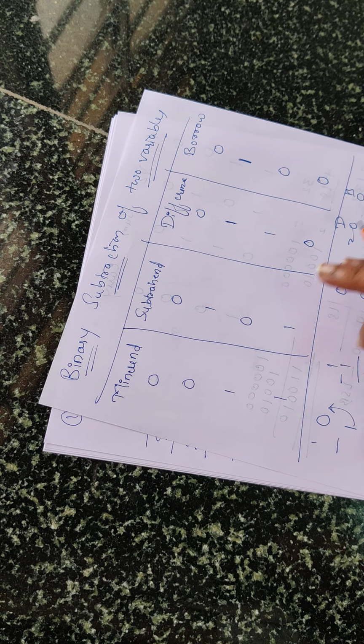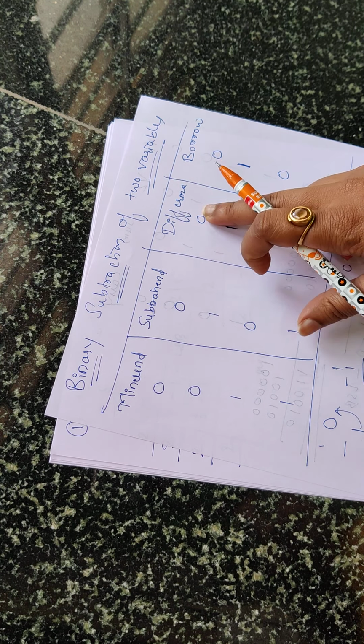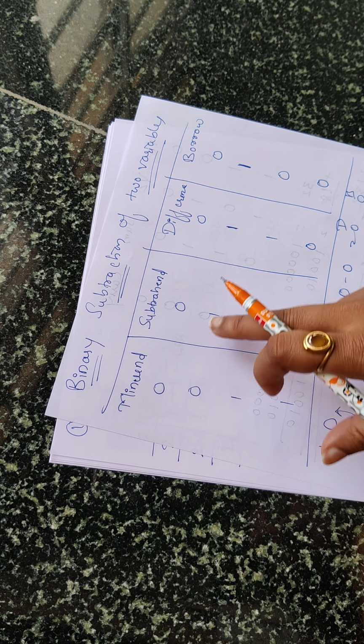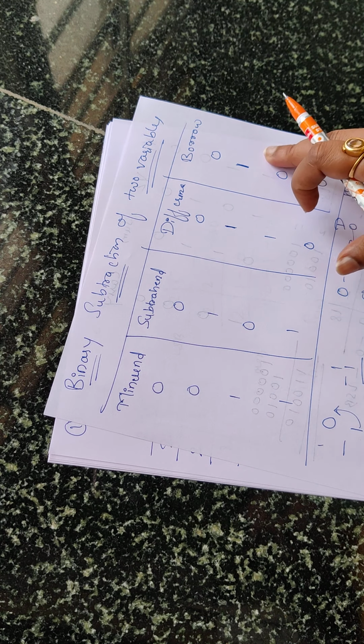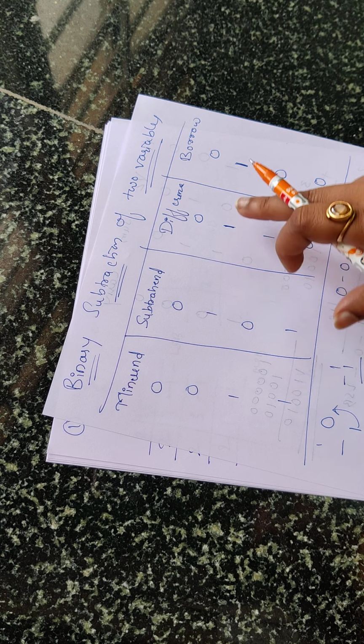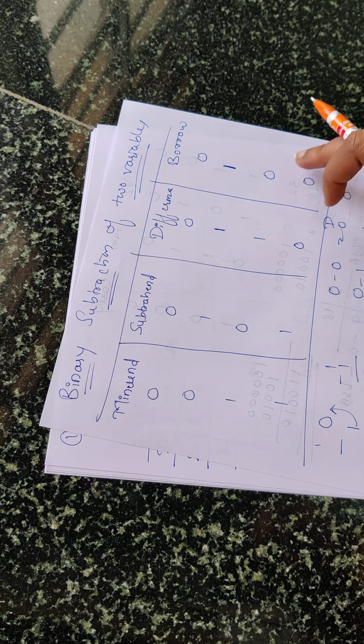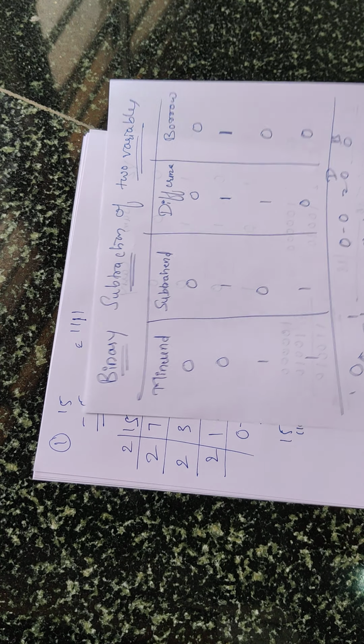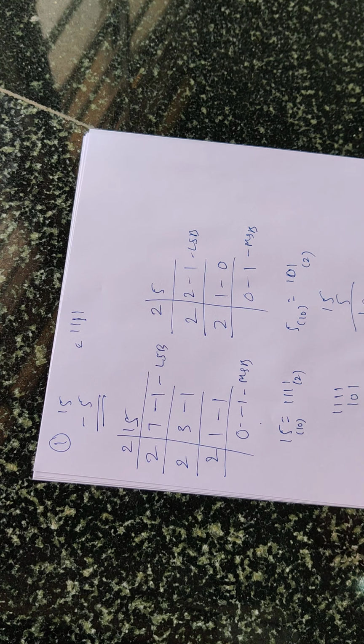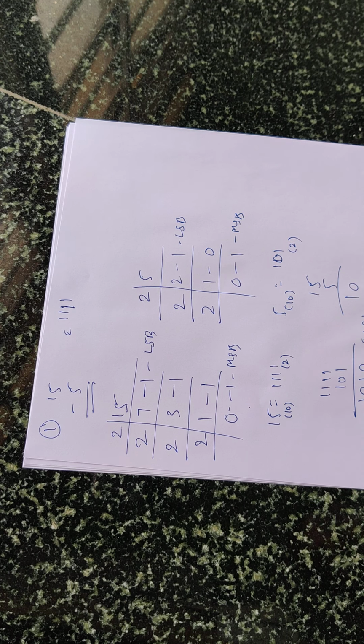Done. So let me remind you, your table is: 0 minus 0, difference is 0, borrow is 0. 0 minus 1, difference is 1, borrow is 1. 1 minus 0, difference is 1, borrow is 0. 1 minus 1, difference is 0 and borrow is 0. This table you have to refer to and solve the examples. So the first example I took was a simple example, 15 minus 5.